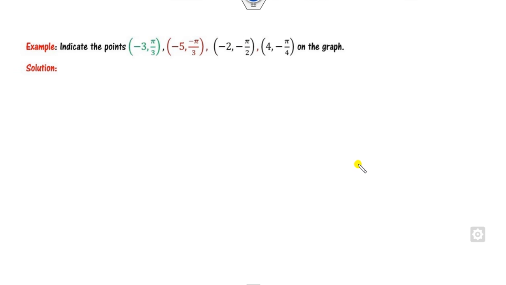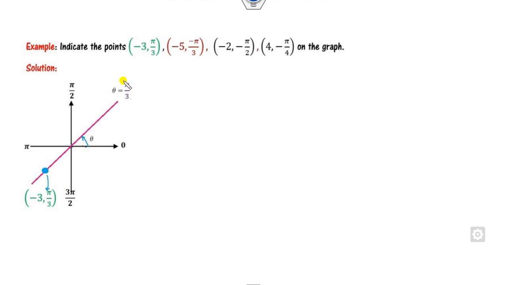Now look at this one. Here some are positive, some are negative. Firstly, you can draw this pi by 3. This is my pi by 3. This is negative, so you have to take r on the negative side. So this is the line which represents minus 3 comma pi by 3. You have to remove the other lines. On this line, this is minus pi by 3. Since the angle is negative, you have to write minus pi by 3 on this side.